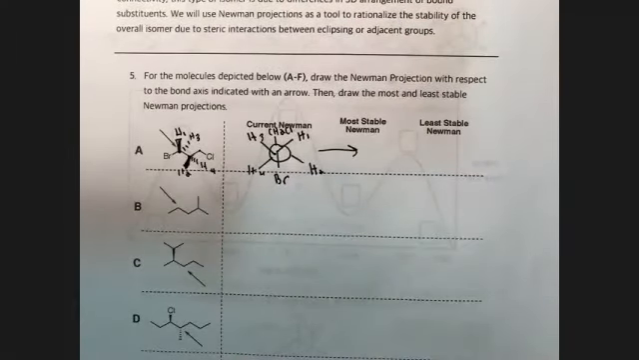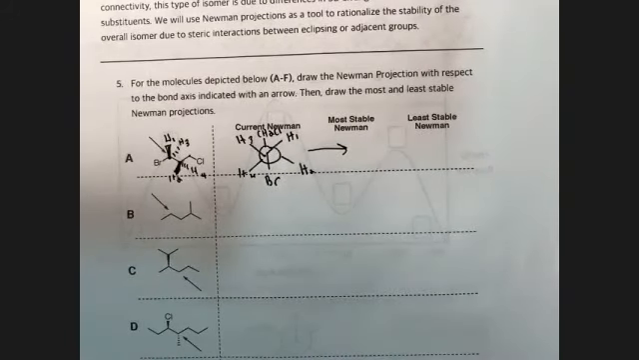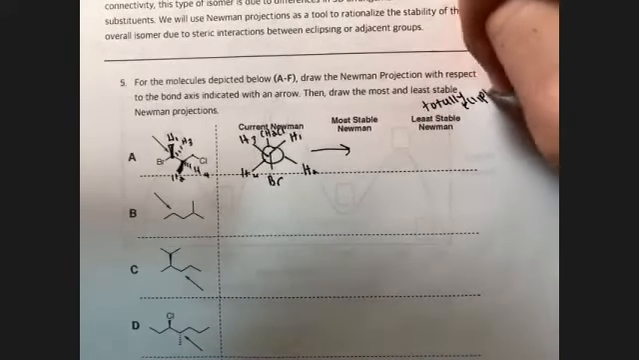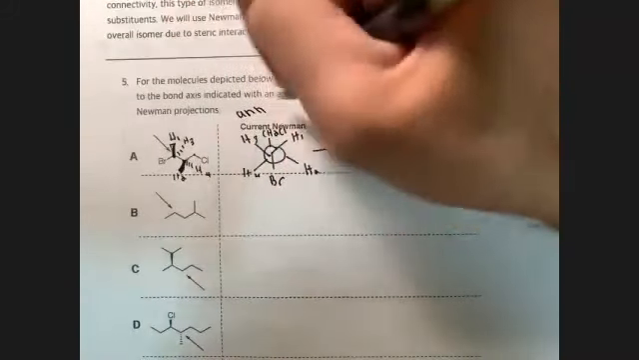The most unstable is the totally eclipsed. Yes, I was looking for the word totally. That's important. There's eclipsed and then there's totally eclipsed. Totally eclipsed is the name we give to the specific one where the two largest groups are directly on top of each other. And this one would be the anti. Oh, I'm sorry, the anti would be here.